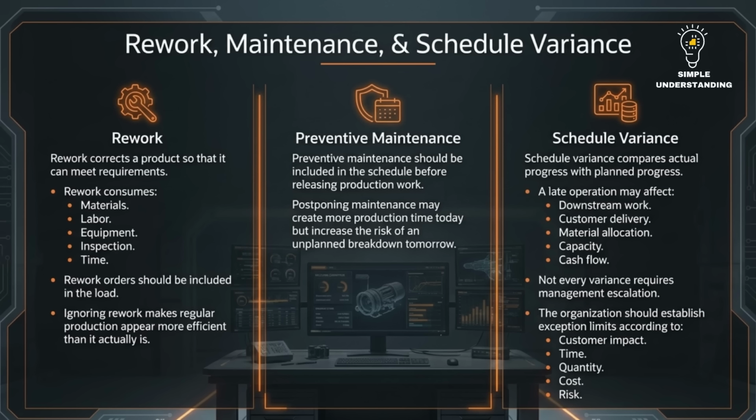Preventative maintenance. Preventative maintenance should be included in the schedule before releasing production work. Postponing maintenance may create more production time today, but increase the risk of an unplanned breakdown tomorrow. Schedule variance. Schedule variance compares actual progress with planned progress. A late operation may affect downstream work, customer delivery, material allocation, capacity, cash flow. Not every variance requires management escalation. The organization should establish exception limits according to customer impact, time, quantity, cost, risk.